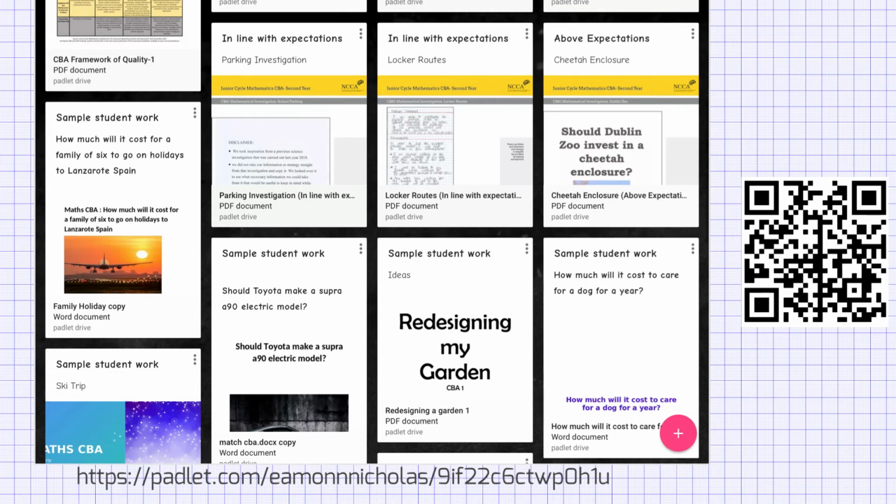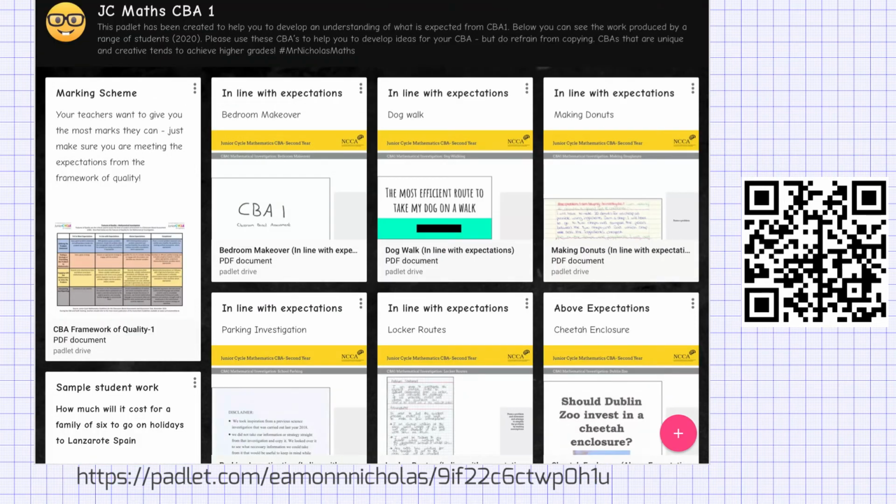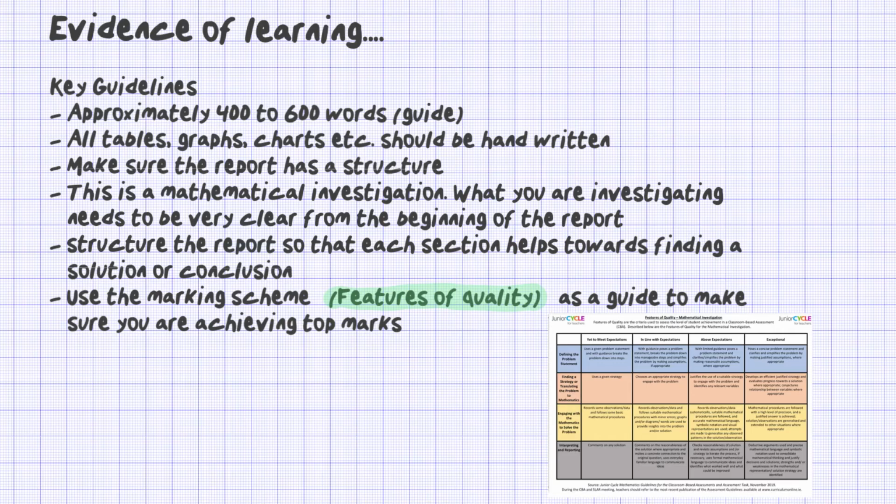and you can look at them yourselves if you go into the Padlet. Okay, so just go into the Padlet there. I share that link with you. So we'll go on there, give you some more instructions. So the key guidelines for evidence of learning, right? So the key guidelines. So this is just guidelines to help you with how you go about doing your CBA.